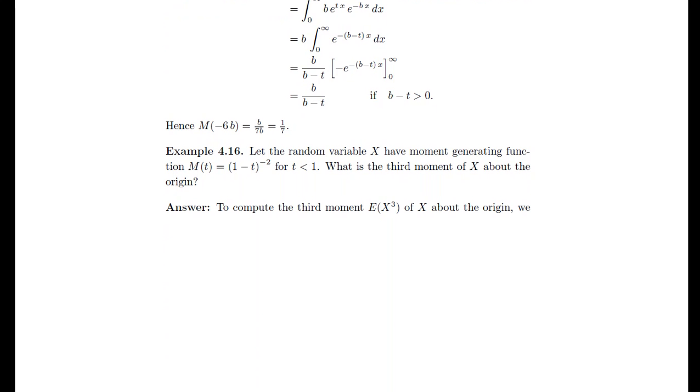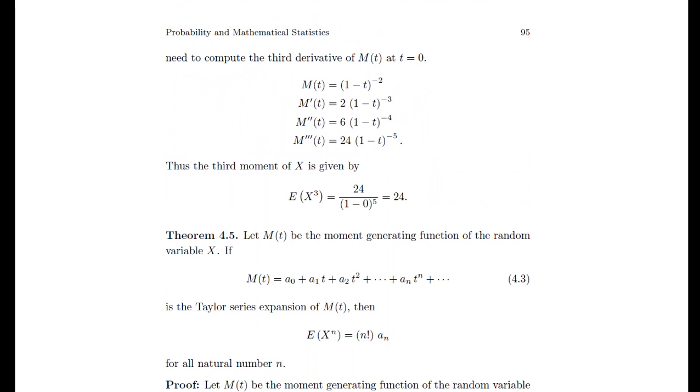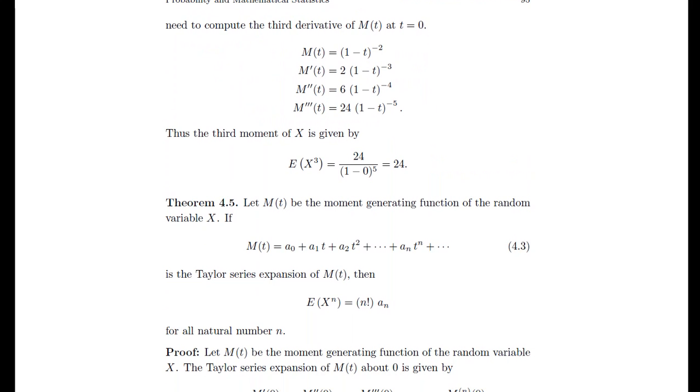Another example, let the random variable x have moment generating function equal to 1 minus t to the power minus 2 for t less than 1. What is the third moment of x about the origin? The answer: to compute the third moment, we have to get the expected value of x to the power 3 about the origin. We need to compute the third derivative of the moment generating function at t equal to 0.